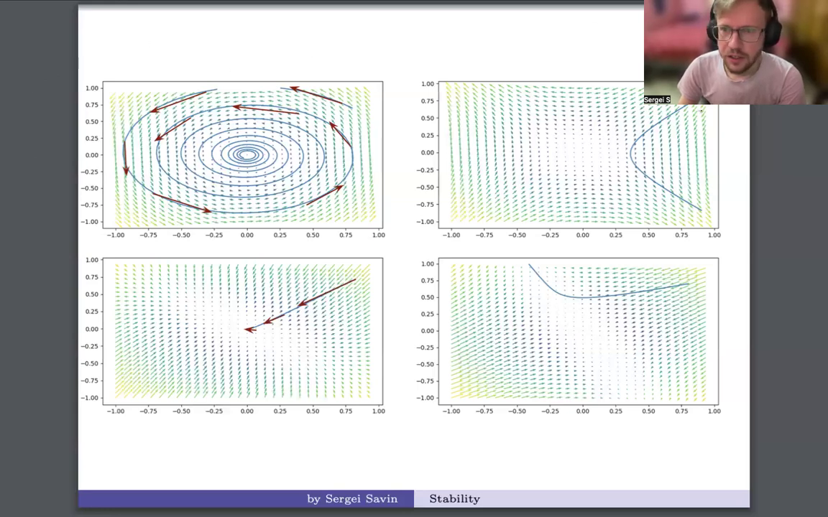This one here goes like this, and like this, and like this. So this is unstable. This here goes like this, and like this, and like this. So again, unstable. Those are some examples of stability and instability in phase portraits.